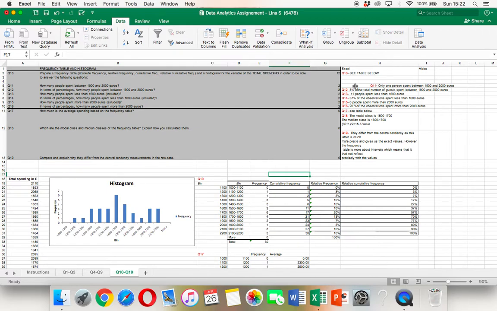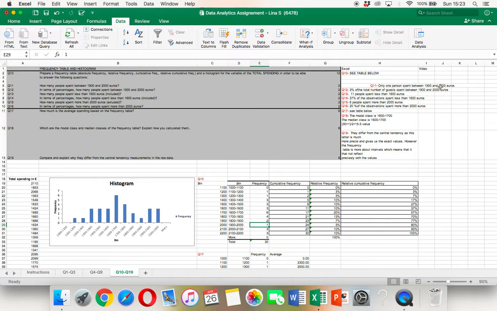Question 11 for now. How many people spent between 1,900 and 2,000 euros? So if we want to read it in the table, here it is. So only one person spent between these two amounts. I have written it here for the answer. So only one person spent between 1,900 and 2,000.